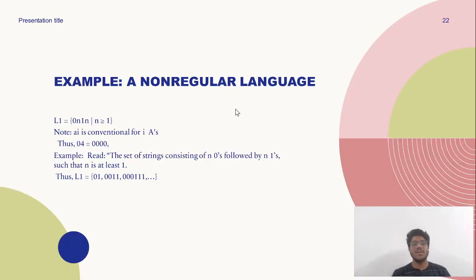The next one is an example of a non-regular language: L1 is the set of 0^n 1^n for n greater than or equal to 1. Note that the superscript notation is conventional, so 0^4 is equal to 4 zeros. For example, it is the set of strings consisting of n zeros followed by n ones such that n is at least 1. Thus L1 is equal to 01, 0011, 000111, and so on. It is an example of a non-regular language.